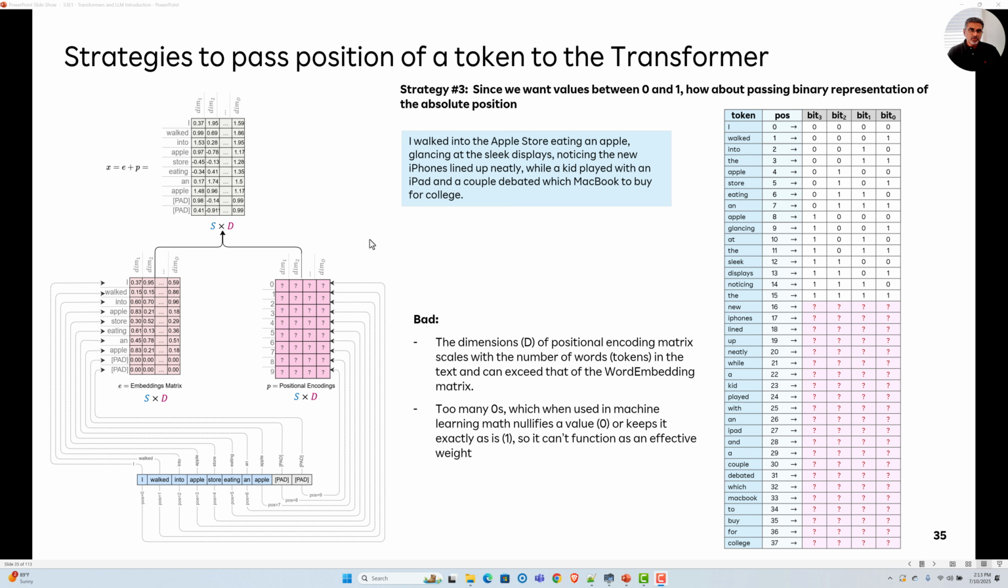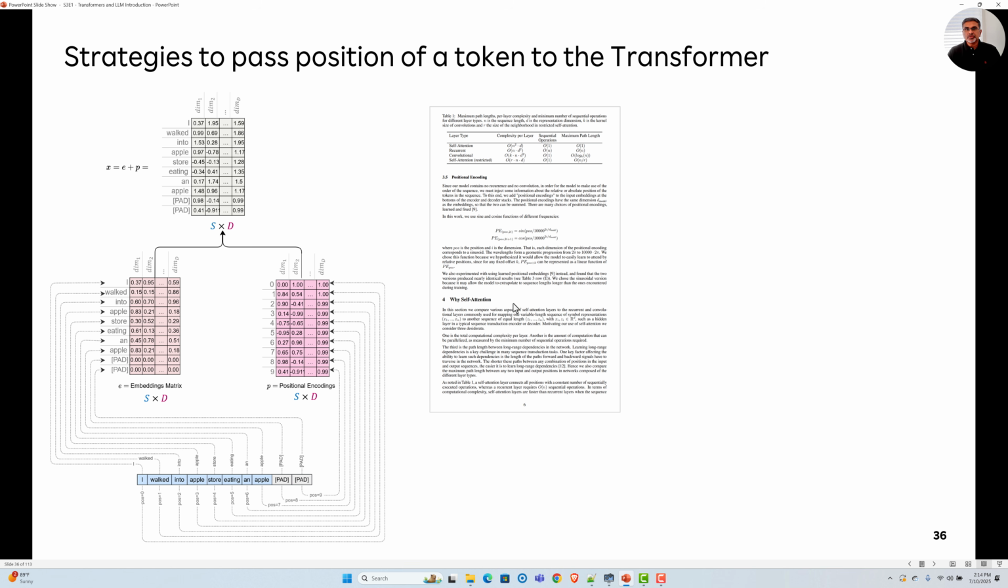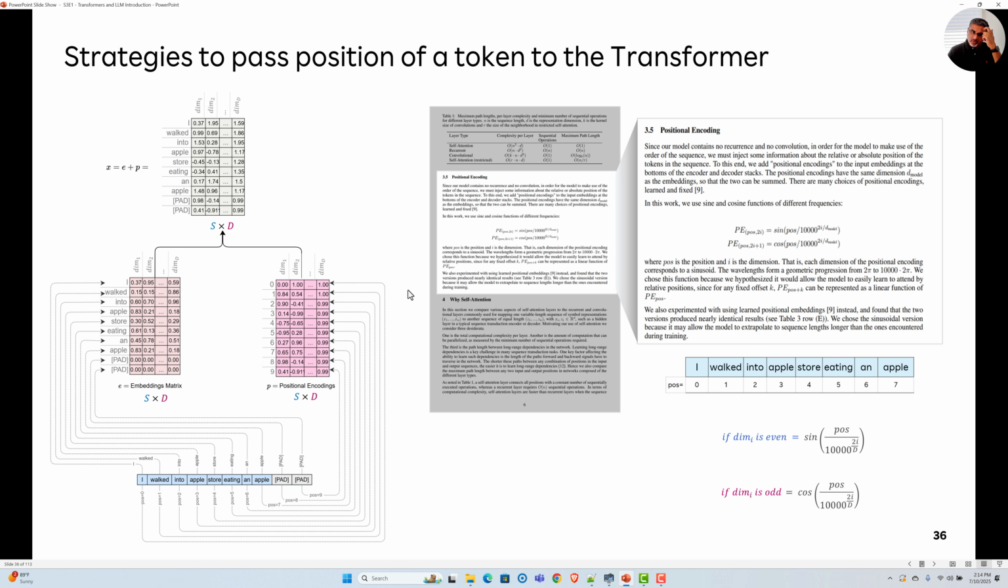So all strategies so far that we have explored do not work. The absolute numbers do not work. The relative or normalized numbers do not work. The binary representation does not work. So what really works? The authors of Attention Is All You Need proposed a very interesting technique that you could use to build this positional encoding matrix. It's described in just a very small paragraph in the paper on page 6. What they say is, your goal is to create an S cross D matrix so that its size is the same as the word embedding matrix.